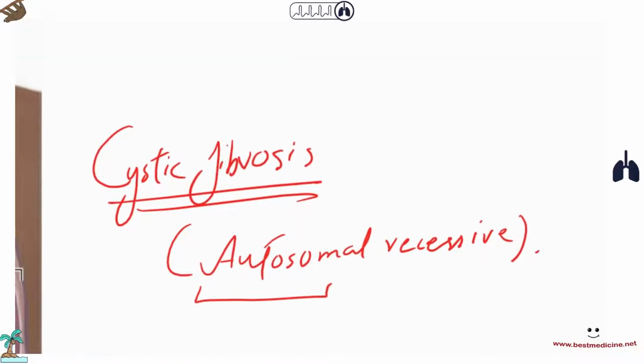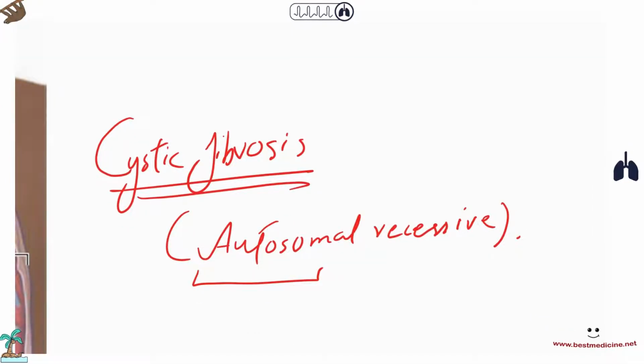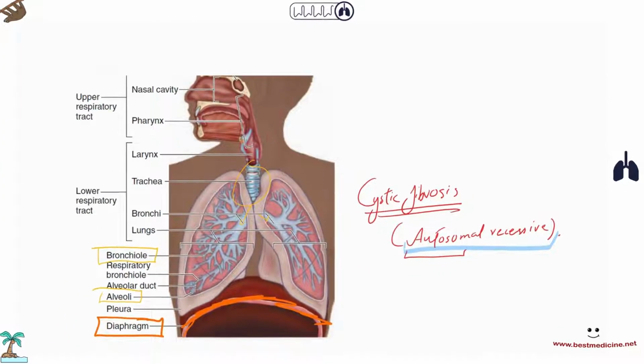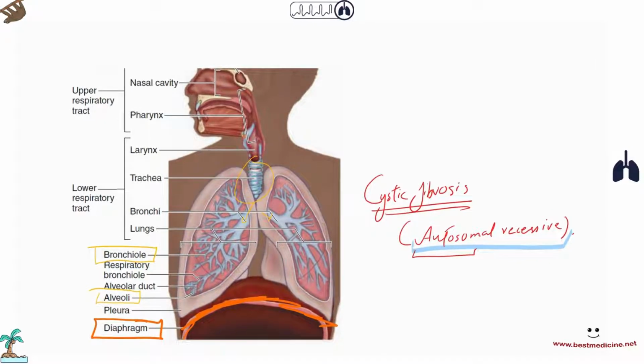Sometimes they give you questions about cystic fibrosis related to it being autosomal recessive. So you would not directly be asked what happens in cystic fibrosis. However, you need to know that it is an autosomal recessive disease, and this will be mentioned in the inheritance chapter.